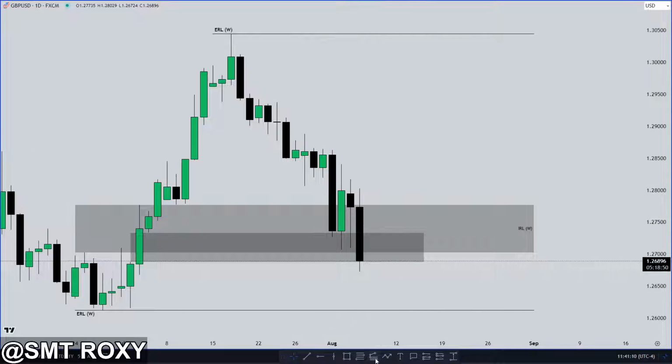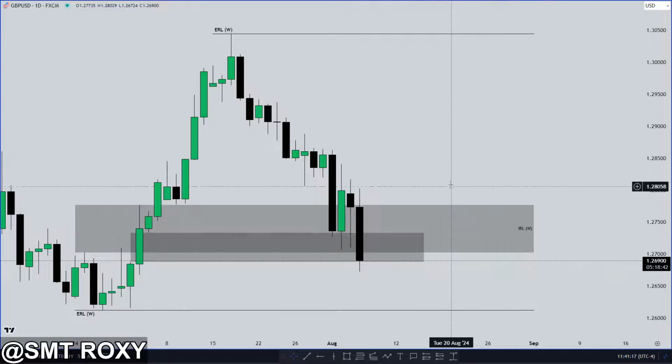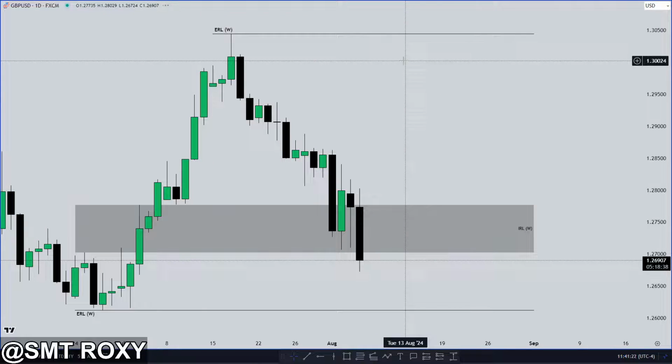We just continue higher. But if we do make this inverse and we continue lower, and we continue to hold it and just push us towards the low, then of course I wouldn't be against that either. But on the weekly time frame, I need to see this weekly fair value gap get inverse first rather than the daily. But that's really it.